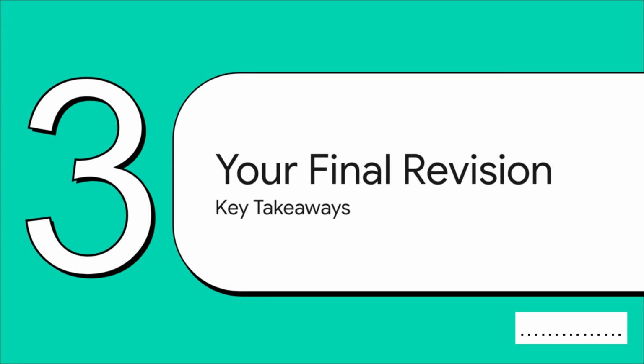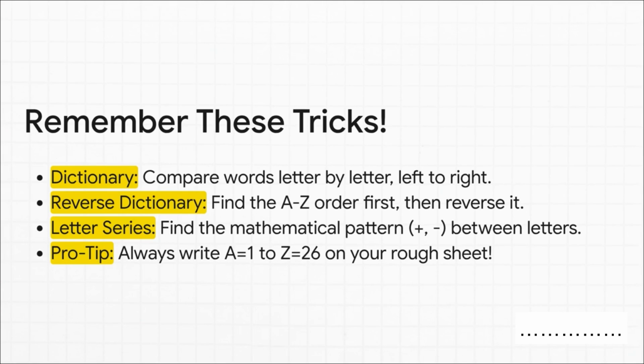Excellent work, everyone. We've successfully learned how to solve two very important types of reasoning questions today. Now, let's do a very quick revision of all the key points so you don't forget them in the exam hall. So always remember these key tricks. For dictionary questions, it's all about that careful letter-by-letter comparison. For reverse order, find the normal sequence first and just flip it. For letter series, use your number values to find that hidden mathematical pattern. And most importantly, don't forget that pro tip, write down your A to Z numbers as soon as you can.